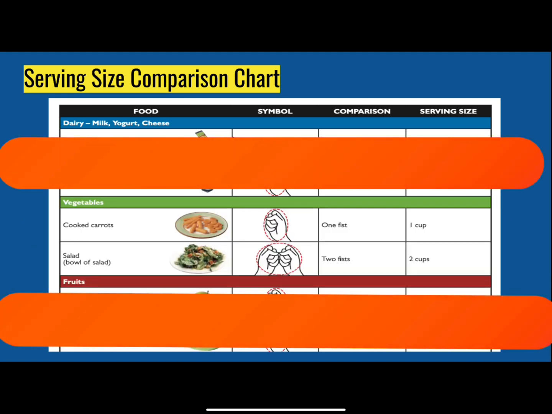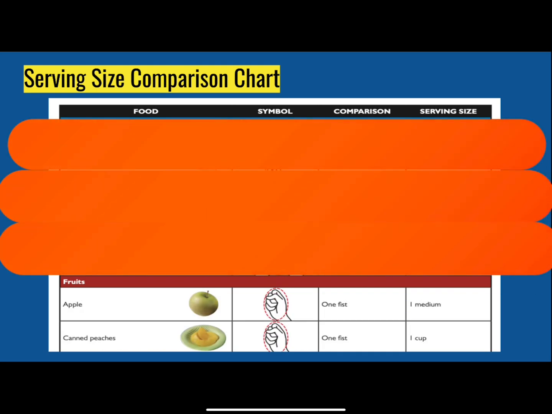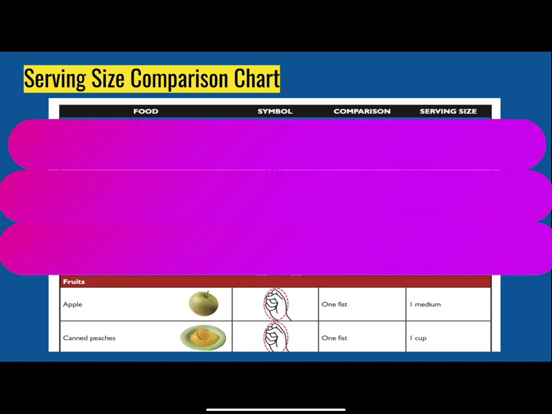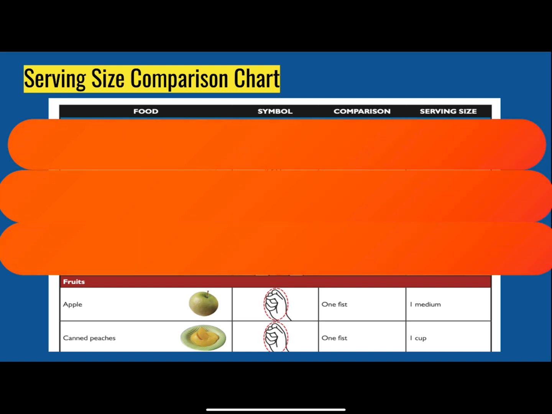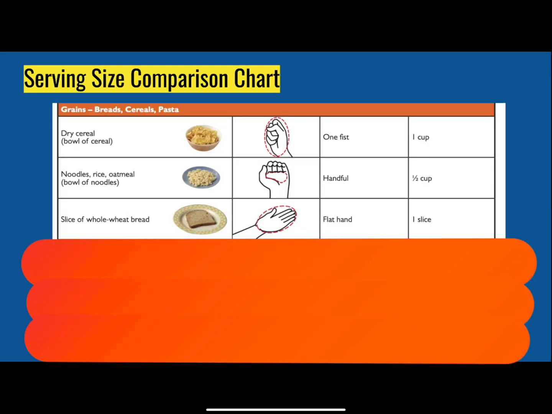Let's look at the vegetable group. 1 serving of vegetables is typically 1 fist unless it's leafy green vegetables, and then it is 2 fists. In the fruit group, canned or the size of the fruit, no matter what, the serving size is 1 cup. And for grains, dry cereal, 1 fist is 1 serving size, it's about a cup. For noodles and rice and oatmeal, it's a half of a cup, so it's a handful.